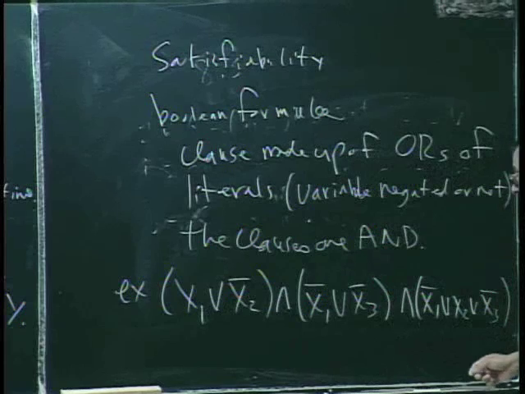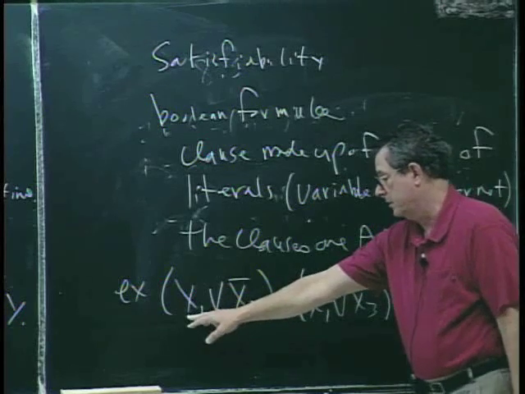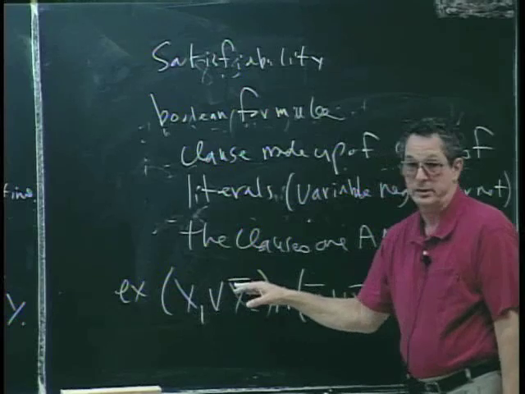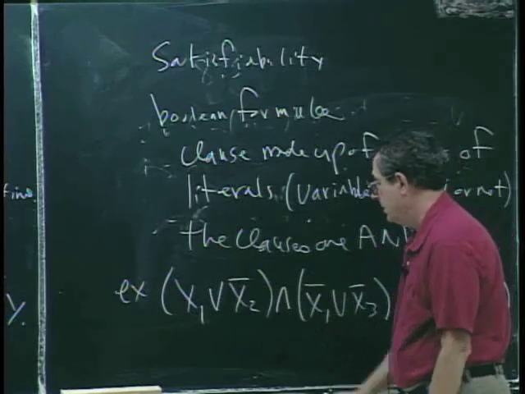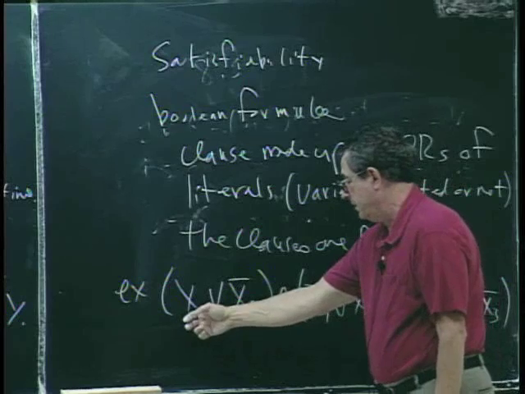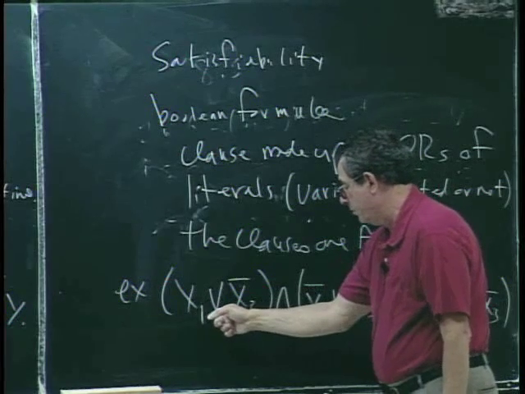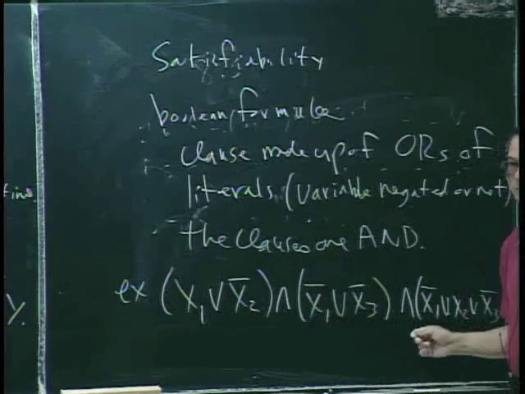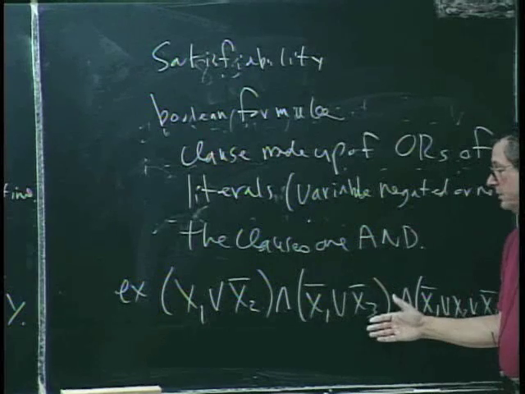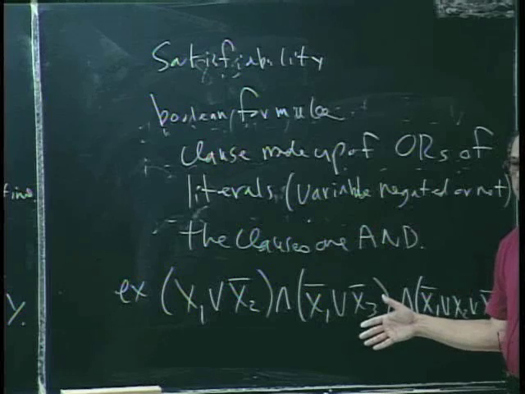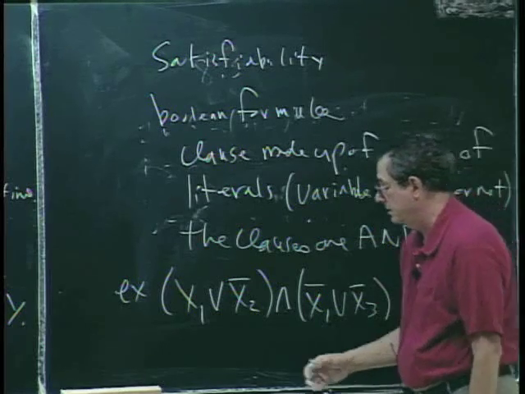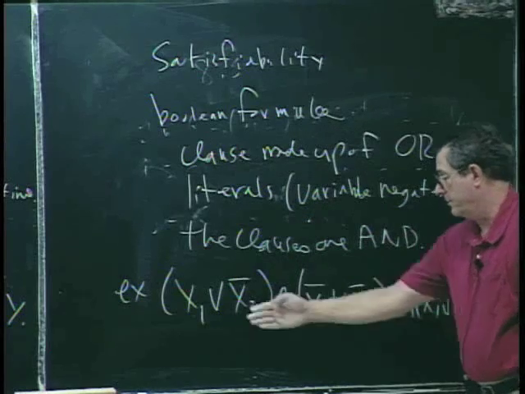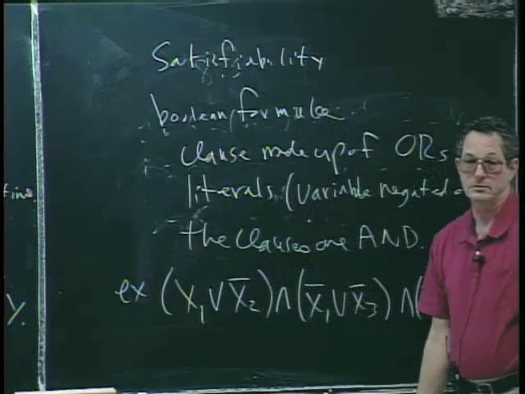A literal is a variable, x1, either unnegated, this one is unnegated, or it's a variable x2 that is negated. Okay? So inside, the literals are connected by ORs, and then the clauses are connected by ANDs. This is a Boolean formula. Now this Boolean formula is satisfiable if and only if we can assign truth values to each variable, making the entire formula true.